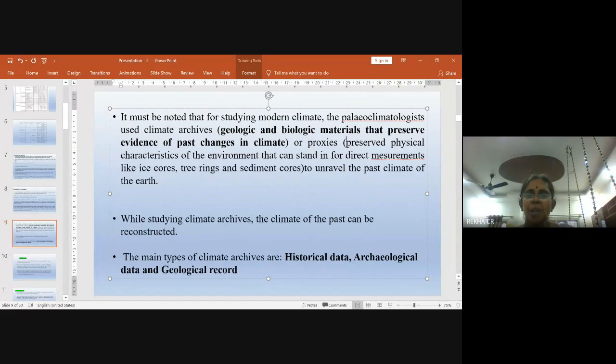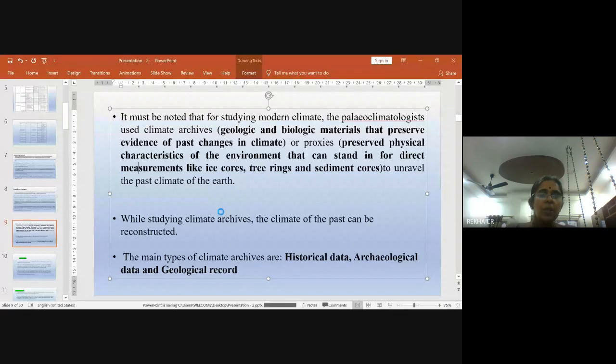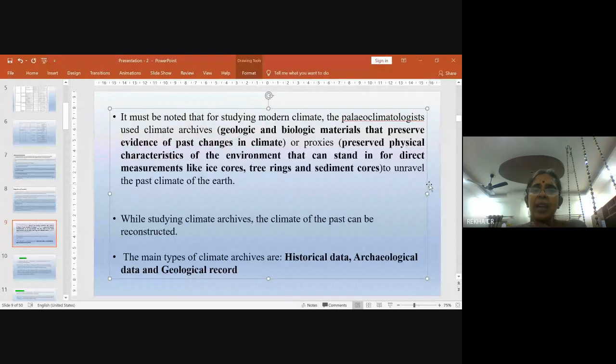And proxies means the preserved physical characteristics of the environment that can stand in for direct measurements, like ice cores, tree rings, sediment cores, etc. So in order to know the past climate, paleoclimatologists mainly use climate archives and proxies. Climate archives are geologic and biological materials of the past, and the proxies are the physical characteristics of the environment that can stand in for direct measurement, like ice cores, tree rings, sediment cores, etc.